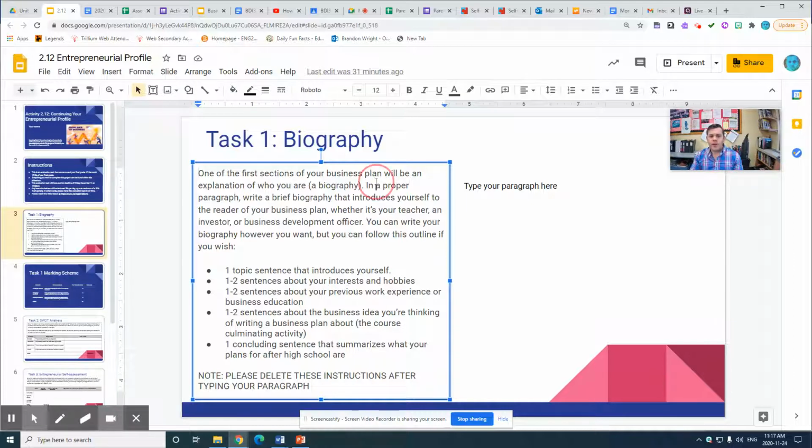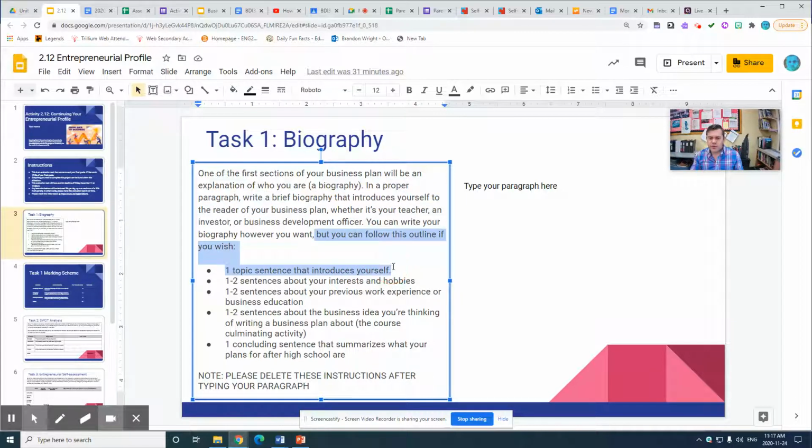So in a proper paragraph, write a brief biography that introduces yourself to the reader of your business plan, whether it's your teacher, an investor, or business development officer. Now you can write that biography however you want, as long as it's about you, obviously. But you can follow this outline if you wish.